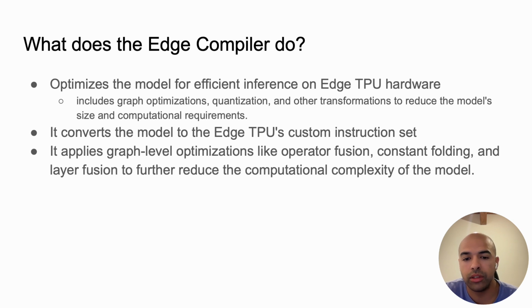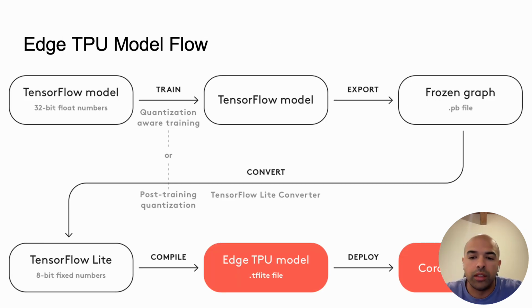It converts the model to the Edge TPU's custom instruction set and applies graph level optimizations like operator fusion, etc. So this is what the workflow looks like for an Edge TPU model. You can see there's the original model, 32-bit float numbers. You can do quantization aware training, which is actually the recommended way to deploy a model to the Edge TPU device. I did not do this because it makes training a little more complicated. But you can see the post-training quantization is also applicable, converted to 8-bit quantized, and then you compile it to an Edge TPU model and then deploy it.